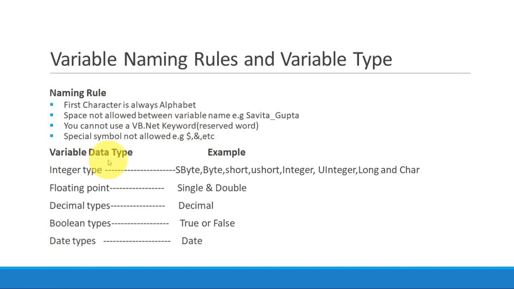Now variable data types. A variable can have integer type, say SByte, Byte, Short, UShort, Integer, UInteger, Long and Char. Then a variable can be of floating point type, say Single and Double. Then decimal type, Decimal. Boolean type, either true or false value, one value, 0 or 1. Then date type, so a variable can be of date type, that is it contains a date.